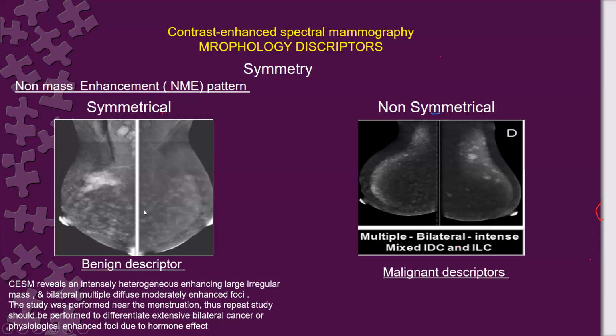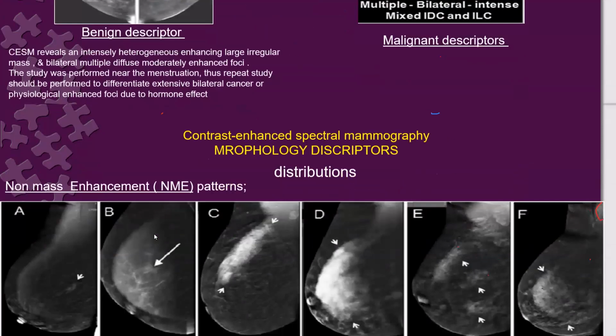foci of enhancement. In this case, the patient was young and the study was performed near her menstruation, so it makes it challenging. Is it due to hormonal effect and physiological enhancement related to the cyclic hormonal effect, or is this extensive bilateral cancer? They recommend repeating the study at an appropriate time to make sure.